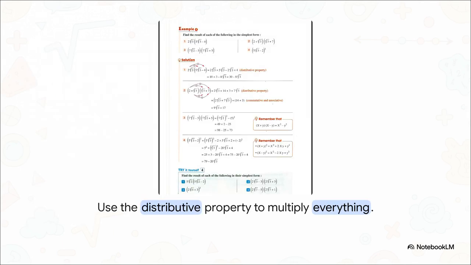And when you're facing two binomials multiplied together, it's really just more of the same. We use our trusty distributive property to multiply absolutely everything out. The 2 gets multiplied by the root 3 and the 7. The root 3 gets multiplied by the root 3 and the 7. Once the whole shebang is expanded out, we use our commutative property to shift things around, group the like terms together at the end, and that gives us 9 root 3 plus 17.